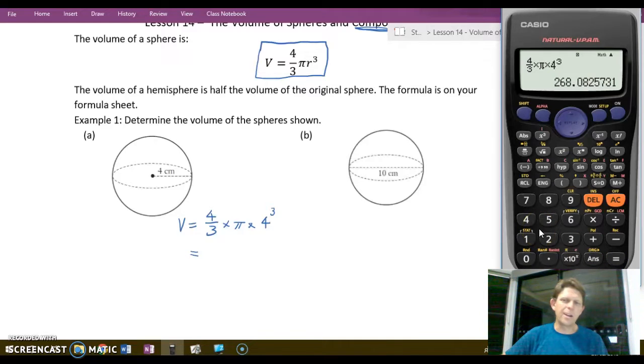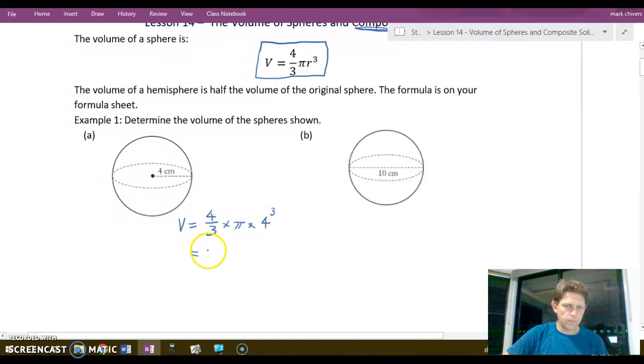So we plug that through, and I'm going to round that one because it's so low. I'm going to round that just to the nearest whole centimetre. So we've got 268 centimetres cubed.